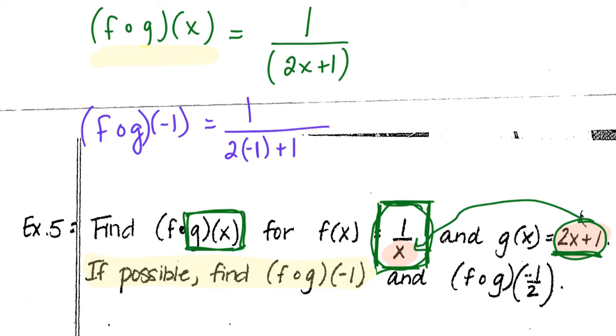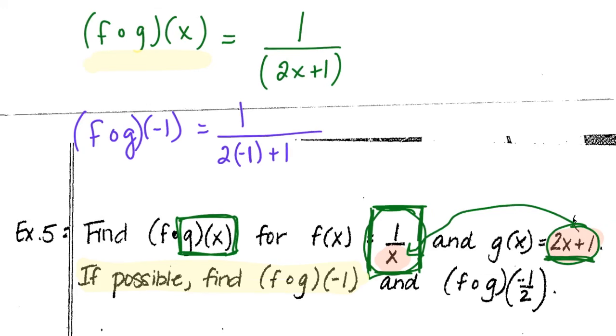So here's what we have. 1 over 2 times negative 1, which is what, guys? 2 times negative 1 is negative 2 plus 1 is negative 1. So the answer of f of g of negative 1 is negative 1. Not so bad. You could probably do that in your head.